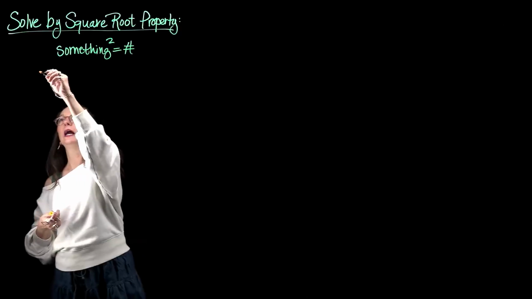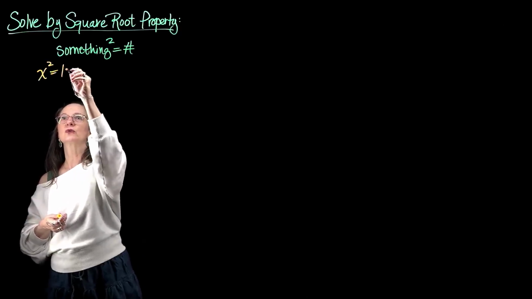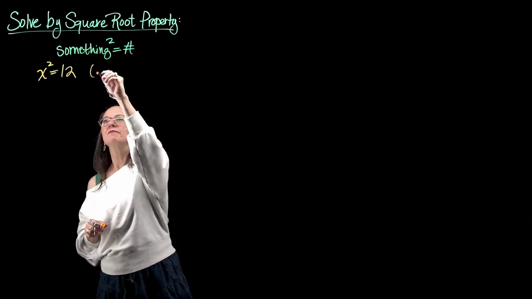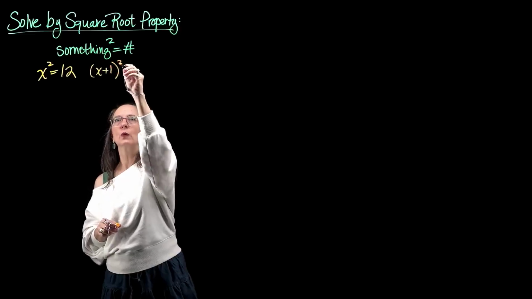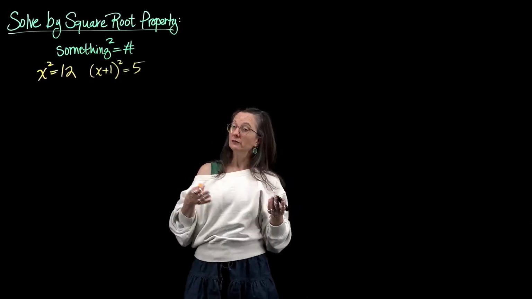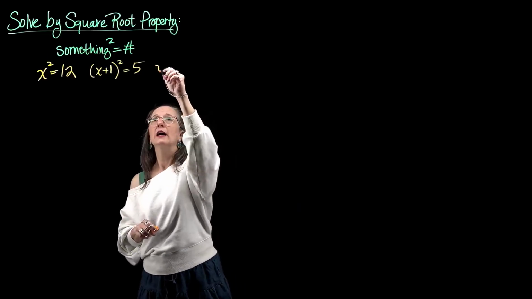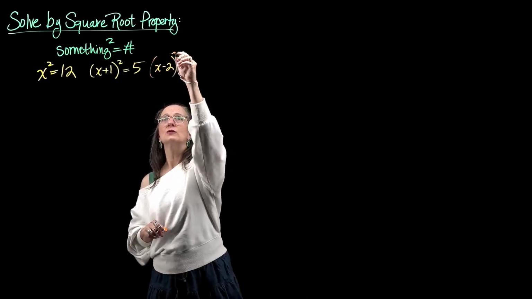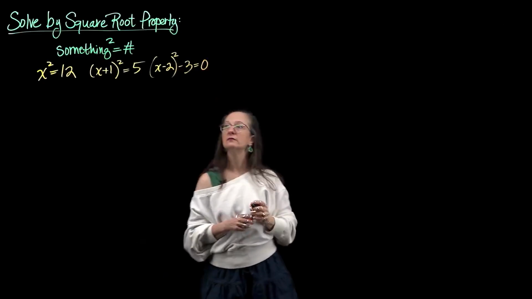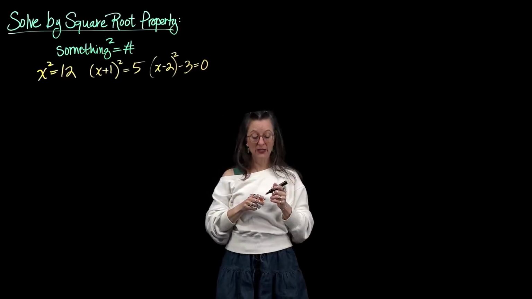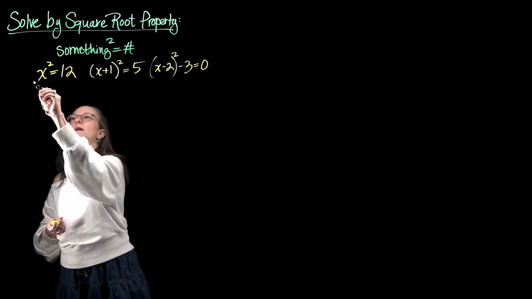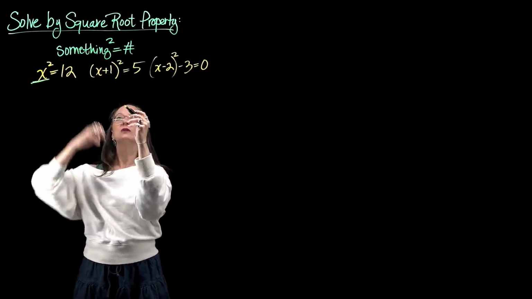Now that looks very mysterious, so I want to write up a couple ways it could look. So it might look like x squared equals 12, okay? Or it could look like x plus 1 squared equals 5. Or sometimes it would look like x minus 2 squared minus 3 equals 0. So those are three different ways we could see it. Notice that in each we have something squared equals a number.